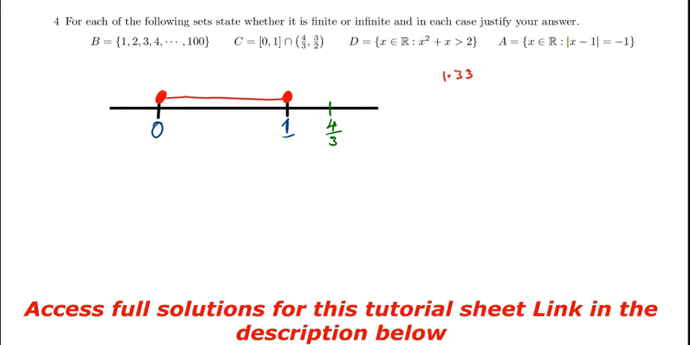Then we also got 3 over 2. So what is 3 over 2 in decimal? Let's say 3 over 2: 3 divided by 2 is 1, remainder 1, then 5. So this at least will be 1.5. So let's say 3 over 2 is there.